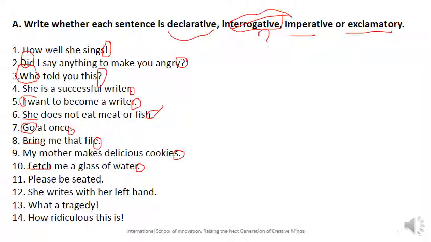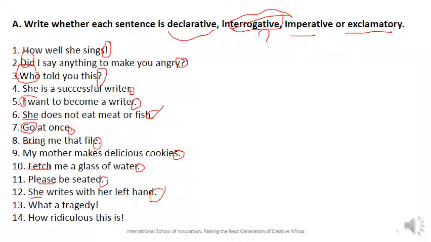Please stay seated. This sentence started with please, ended with a period, which means that it is an imperative sentence. It's asking someone to be seated, but asking someone politely. She writes with her left hand. This sentence starts with a subject, ends with a period, and it's declaring or stating a certain idea. So this sentence is declarative.